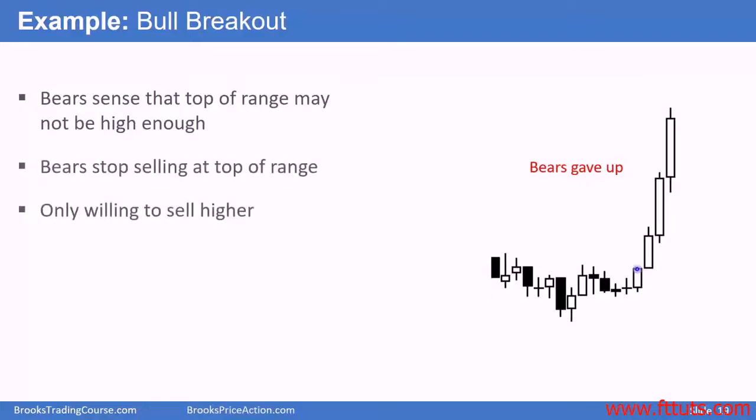So bears stop selling at the top of the range and wait to sell much higher. And bulls, instead of selling at the top of the range, they buy. And when they start seeing this, they buy aggressively, knowing that price is too low. Bears are not selling. We're probably going higher.